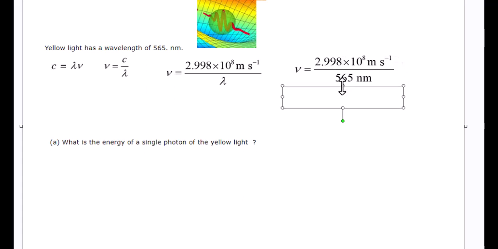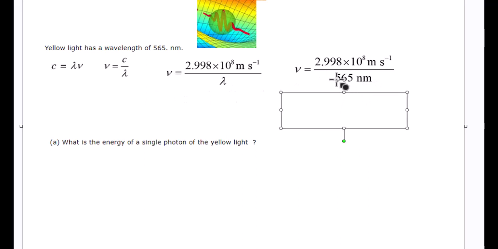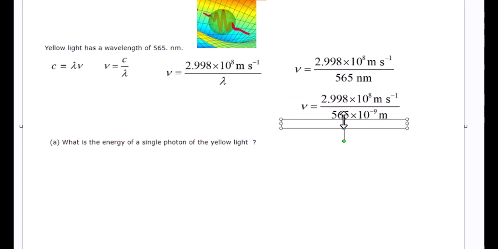And you see I've got the plug-in, but immediately you should see there is a problem because we've got a nanometer in a denominator and a meter in the numerator. So this n is going to have to be taken care of. That n stands for billionths. It's a prefix. And so this is 565 billionths of a meter, and written properly to solve this problem correctly is to use 565 times 10 to the negative 9 meters.